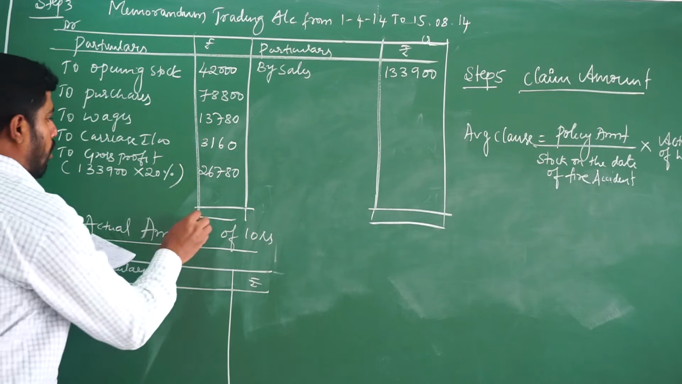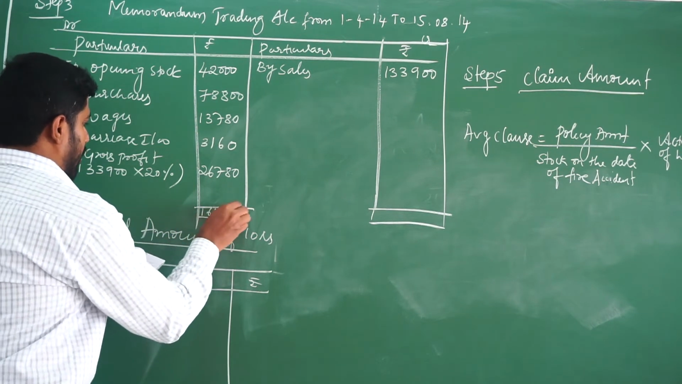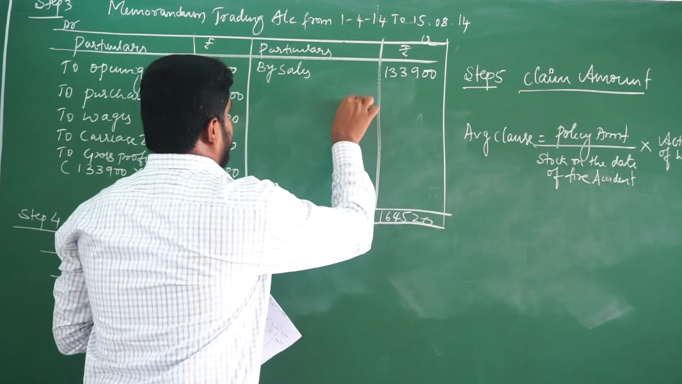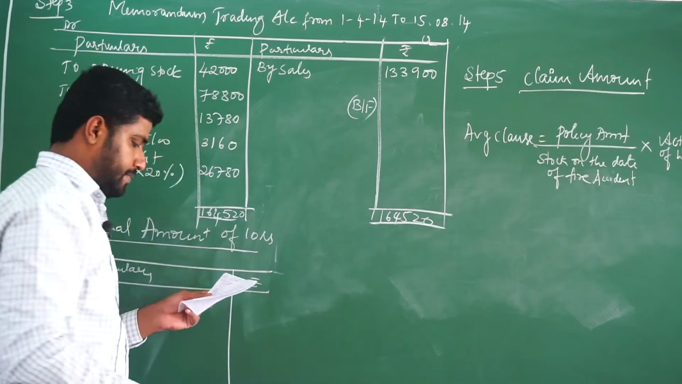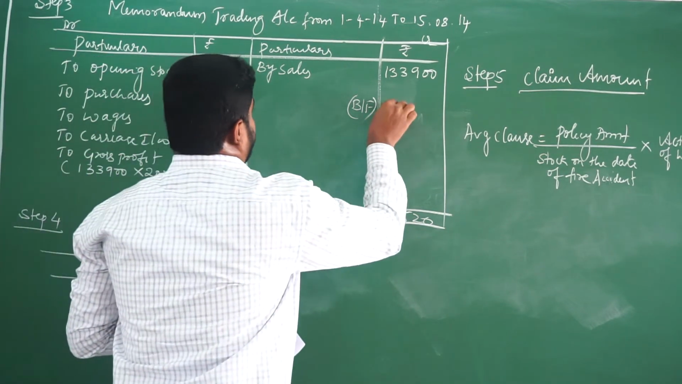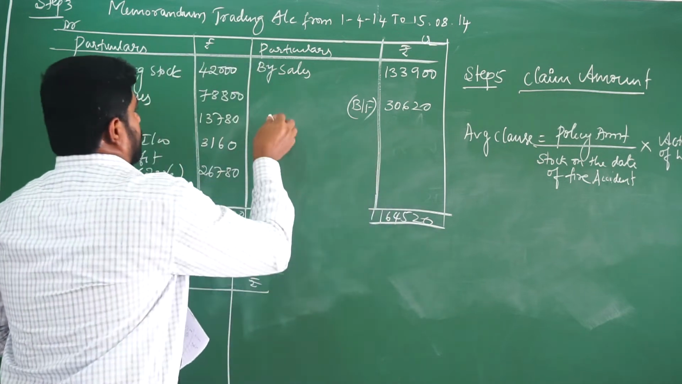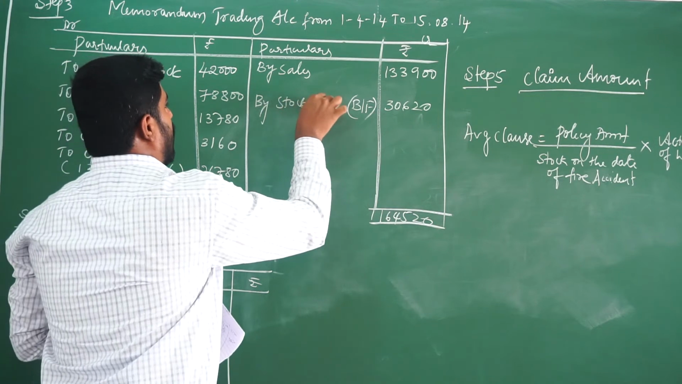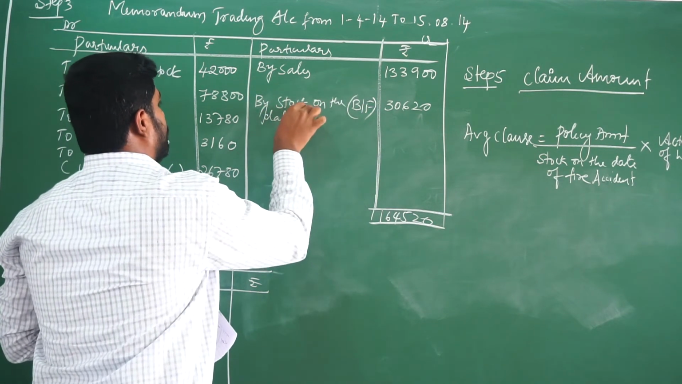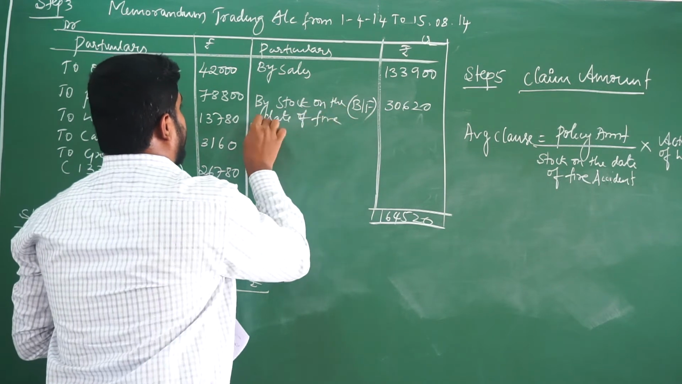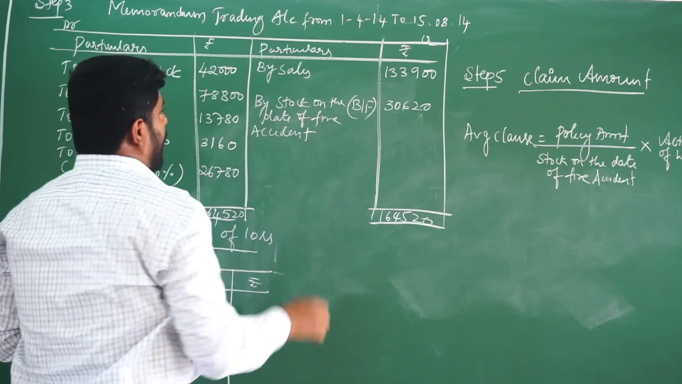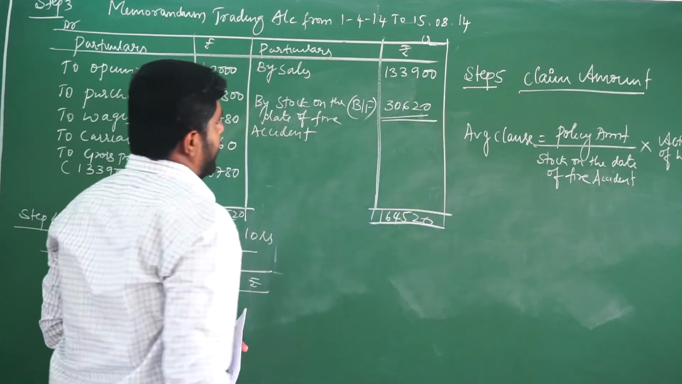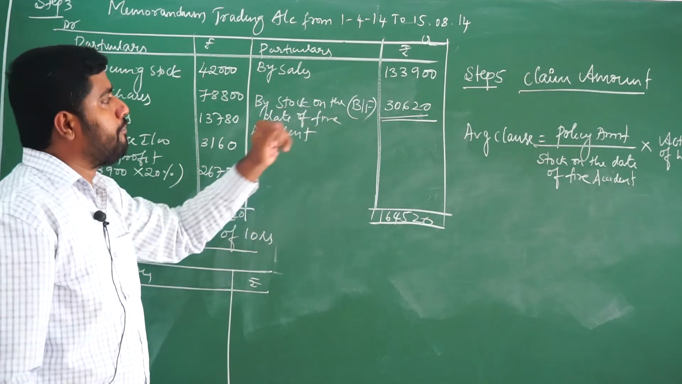Now make the balance of the memorandum trading account. The total is 1,64,520. The balancing figure is 30,620. So this will be treated as by stock on the date of fire accident, and this is also called the closing stock. 30,620 rupees is the value of stock on the date of fire accident.